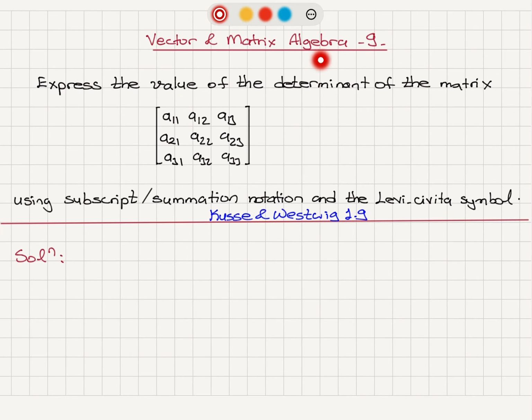Vector and matrix algebra 9. Express the value of the determinant of the matrix A11, A12, A13, A21, A22, A23, A31, A32, A33, a 3 by 3 matrix, using subscript summation notation and the Levi-Civita symbol.